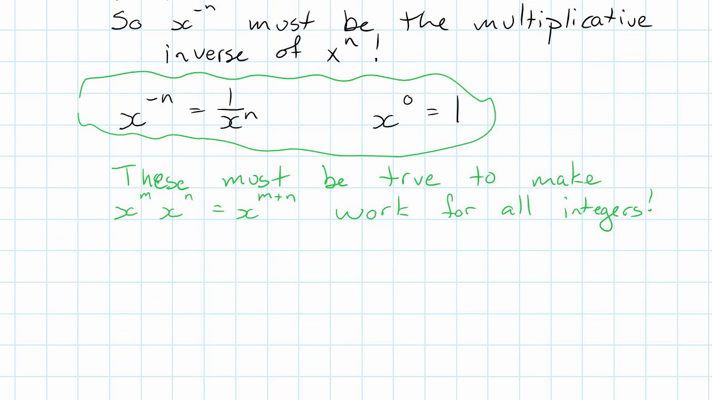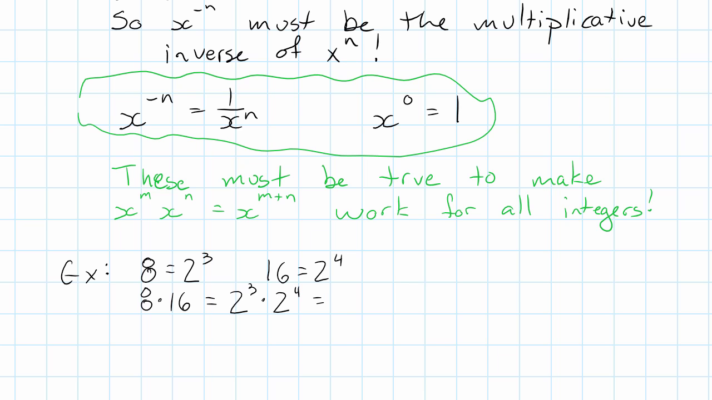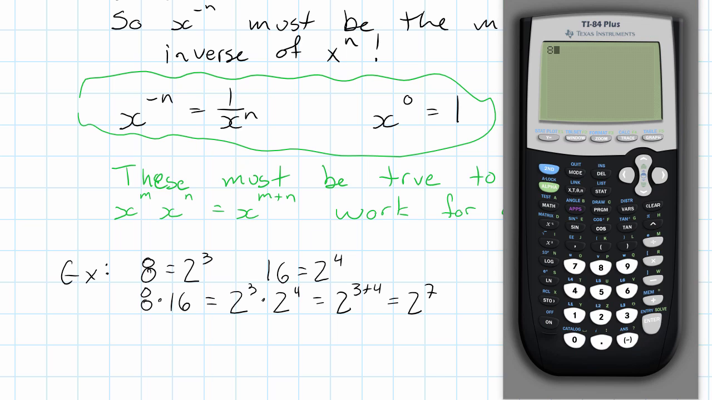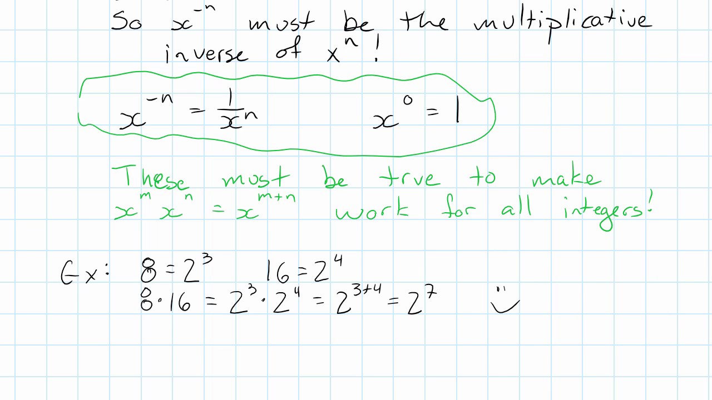Alright, let's just see an example of this. We know that 8 equals 2 to the third and 16 equals 2 to the fourth. So 8 times 16 should be 2 to the third times 2 to the fourth, should be 2 to the 3 plus 4, should be 2 to the seventh. On the one hand, 8 times 16 is 128. On the other hand, 2 to the seventh, also 128. So at least for those three numbers, we see that this really does work out as expected.